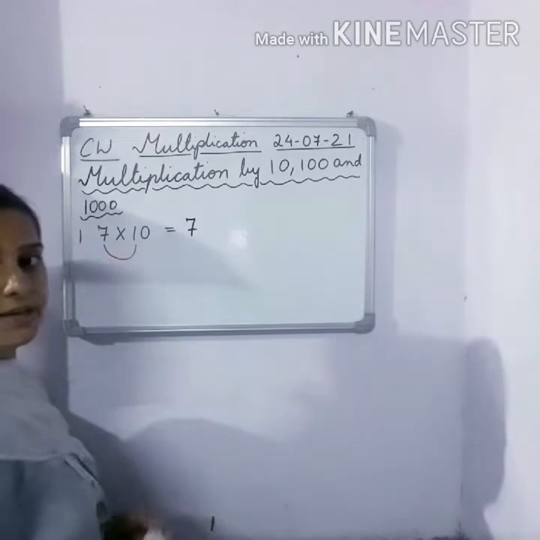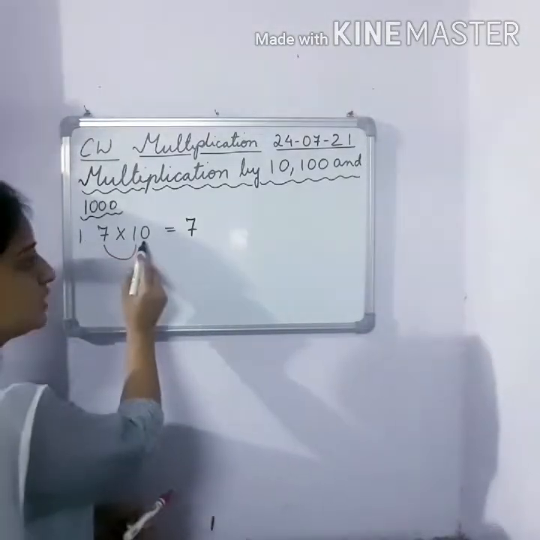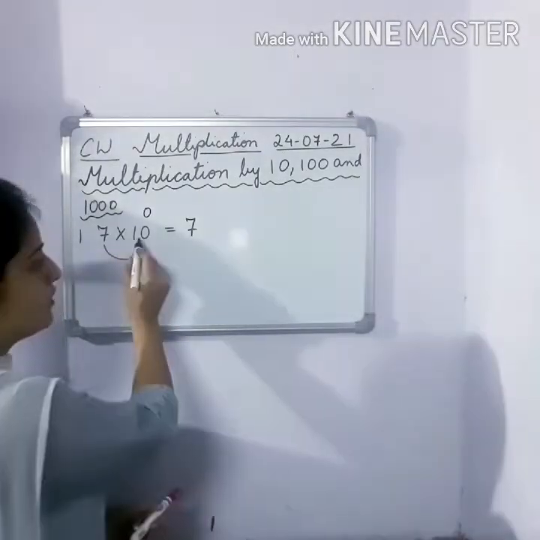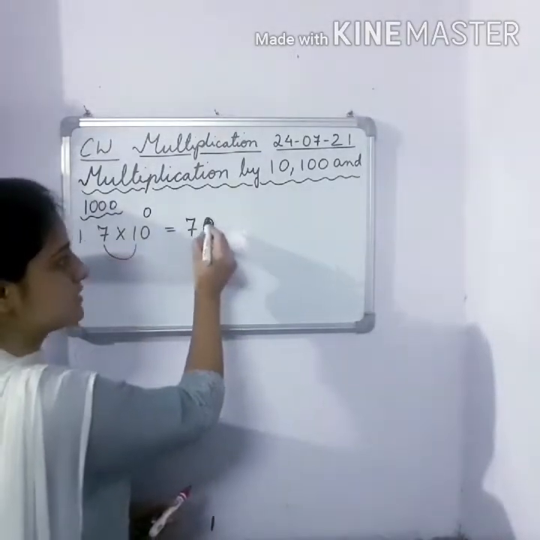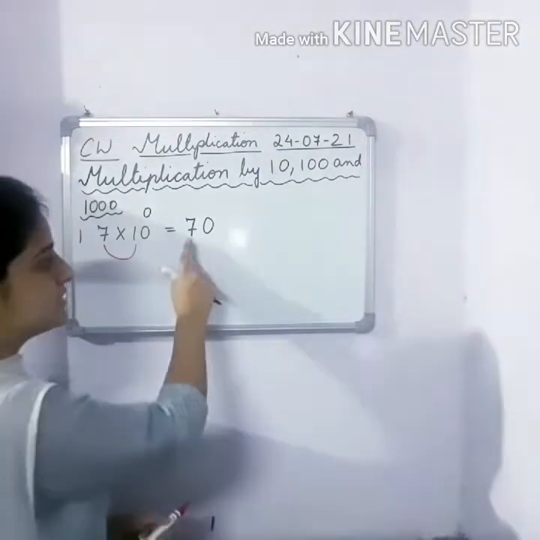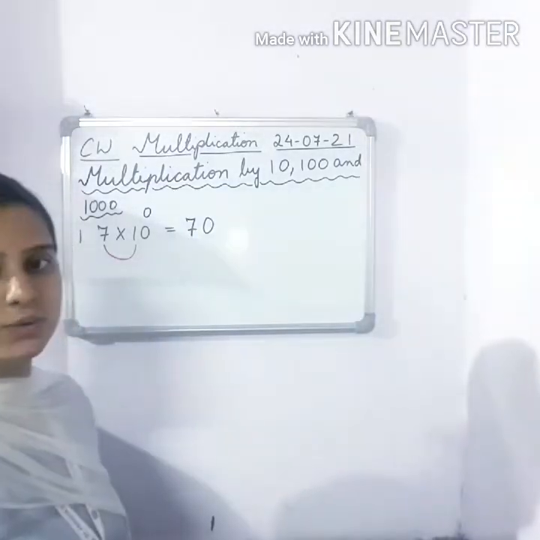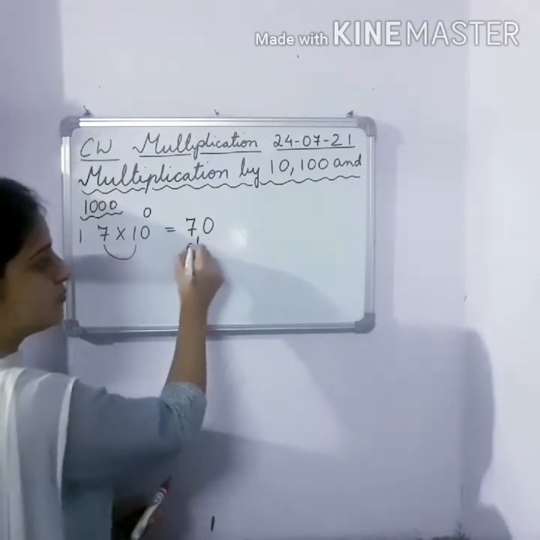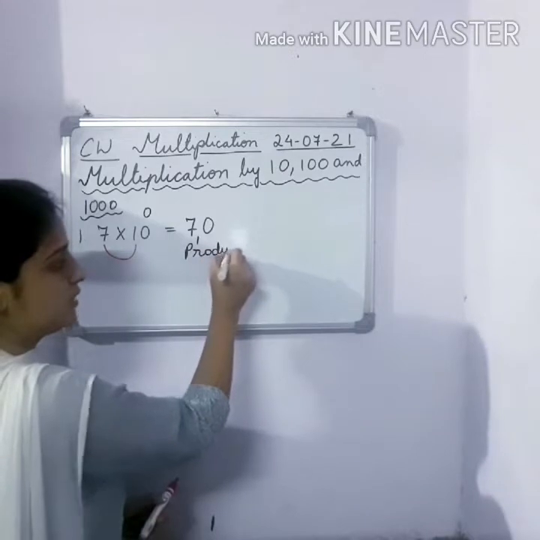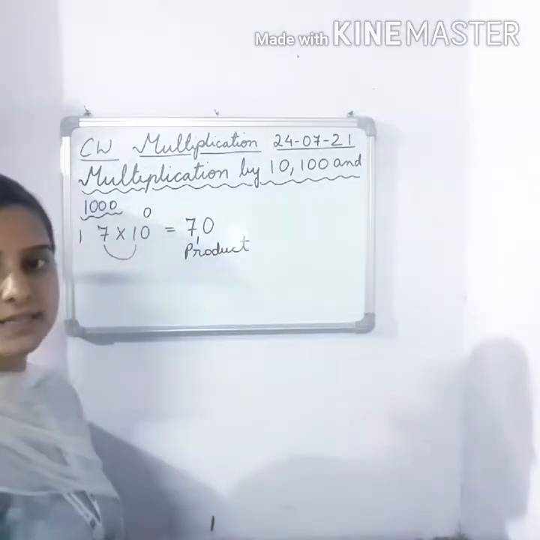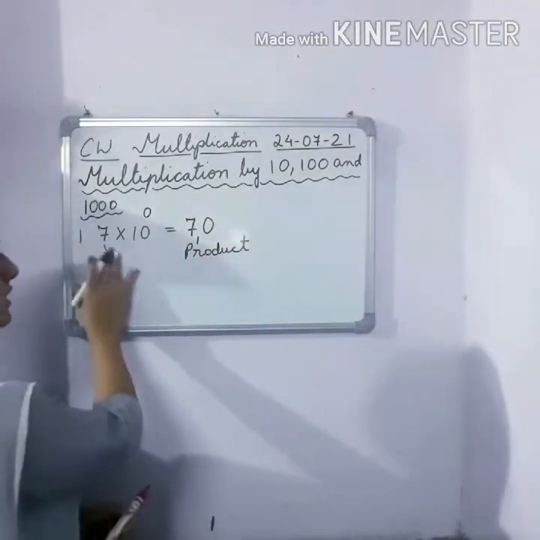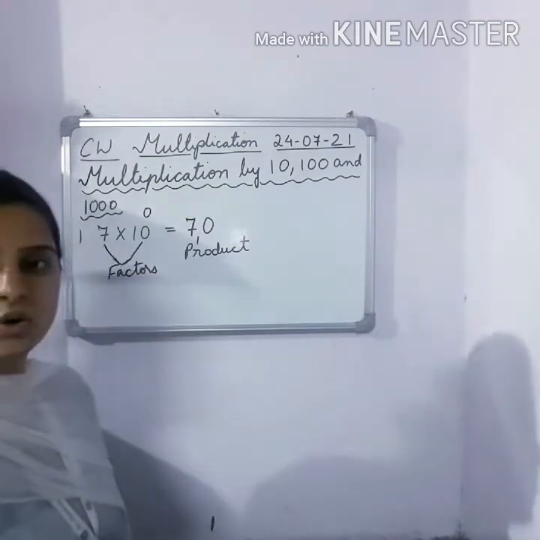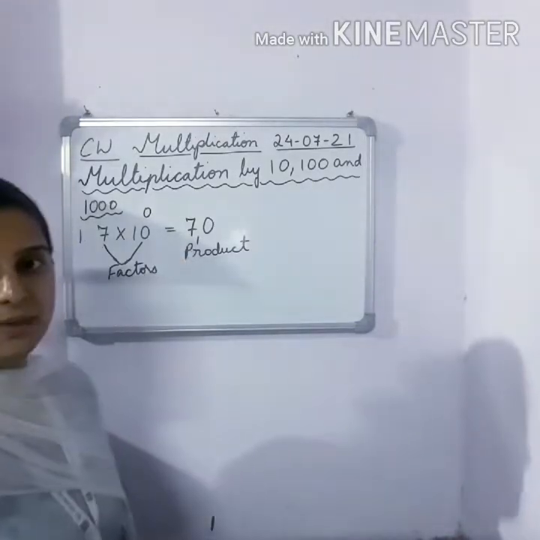7 ones are 7. And what remains, children? This 0 is in which place? Ones place, right? So we will put this 0 in the ones place. This 7 is followed by this 0, so we get the product 70. And our factors are what, children? Our factors are 7 and 10. This is how we multiply by 10.